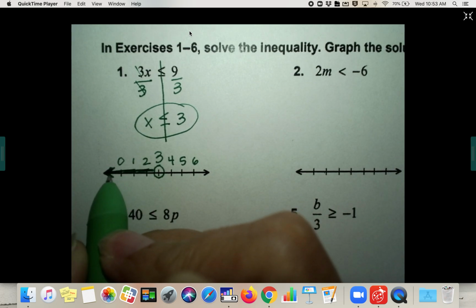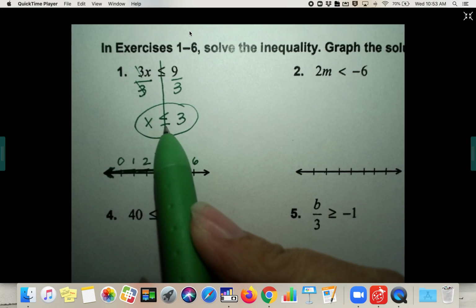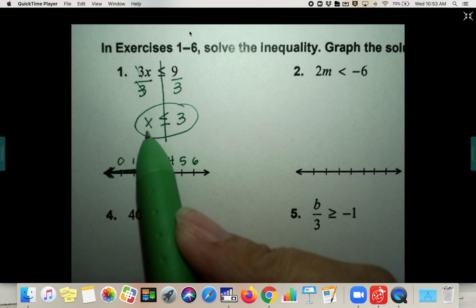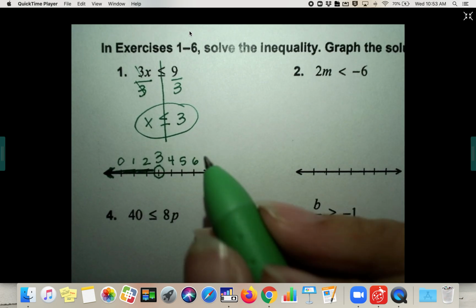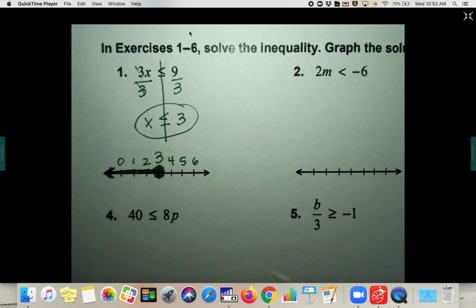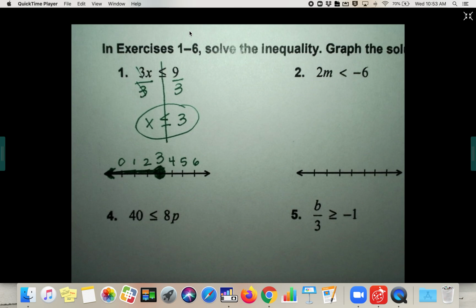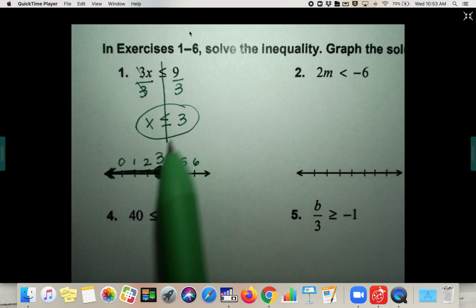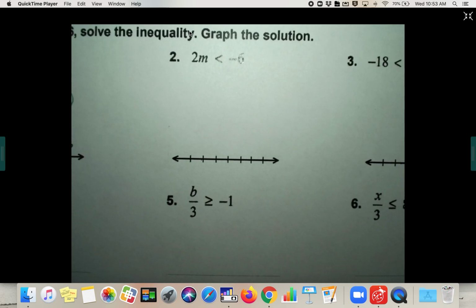And now this idea of or equal to, that means it could be 3 itself. We don't know what x is, but it could be exactly equal to 3. So we want to shade in the bullseye as well, because it could be exactly equal to 3. All right, I'm going to go a little faster from here on out because that was just kind of a review.